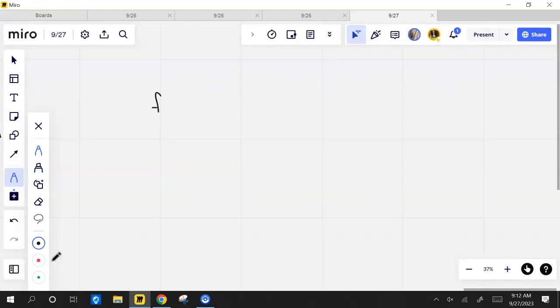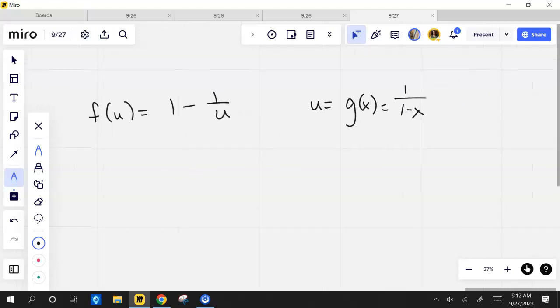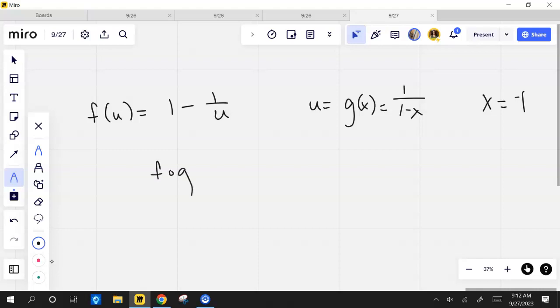Let me write exactly what they have. F of u equals 1 minus 1 over u. And then it says u equals g of x, which equals 1 over 1 minus x. And then it says we're doing when x equals -1. So it says first, find f of g, let's do this, prime, when x is -1. Okay, that's essentially what I'm doing. So to do that, I'm first going to find f of g of x.